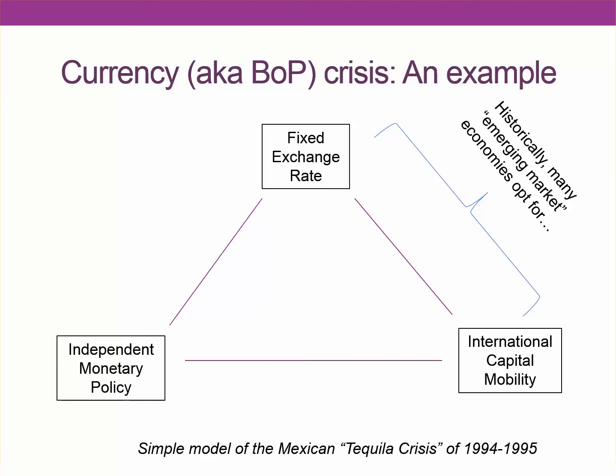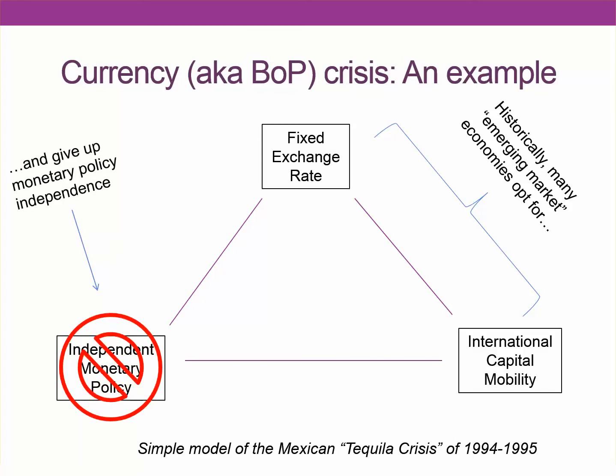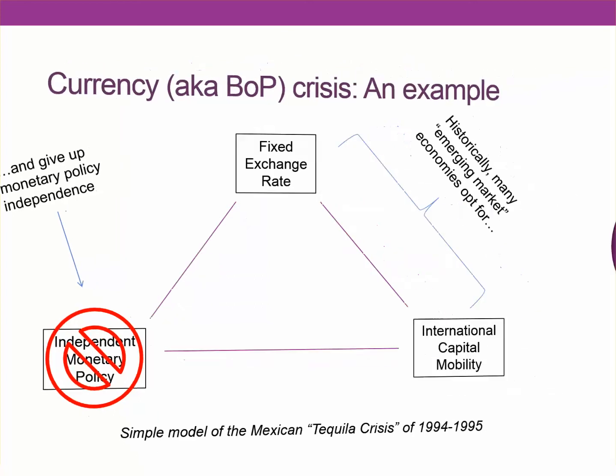So historically, not as much today, but as far back as the 1980s and 90s, it was still pretty common for emerging market countries or developing countries to opt for a fixed exchange rate and have international capital mobility and give up monetary policy independence. This was sort of a standard choice for those countries.